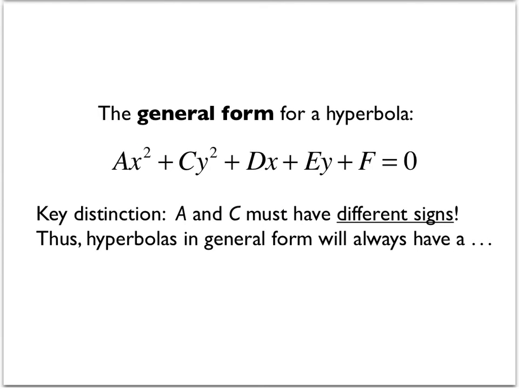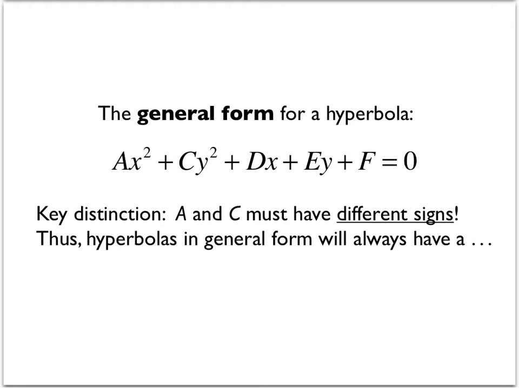Once again, just like with the ellipse, we have a general form. It looks very similar to the other general forms that we have noticed before. But here's the key thing. The definition says that A and C, those are your coefficients of the x squared and y squared, have to have different signs. So even though there's a plus sign here, it might not always be that way. In fact, it wouldn't ever be that way if you had a hyperbola. One of these would have to be negative, either A or C.